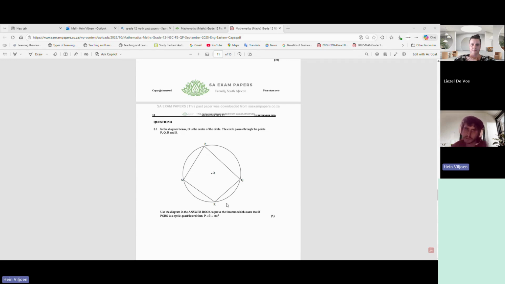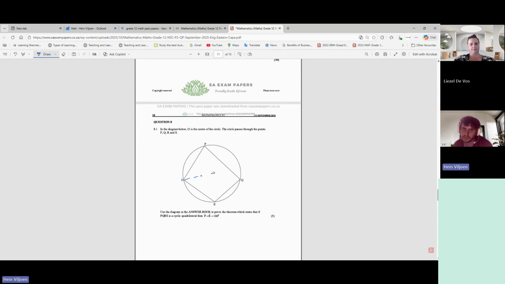For instance, if you look at question 8.1, the thing that you need to do here first is draw a construction line. If I had to draw a construction line for this question, because that's your first part, you have to prove that this is a cyclic quadrilateral. So your first part is you're going to basically draw a construction line from that point to that point, like that.